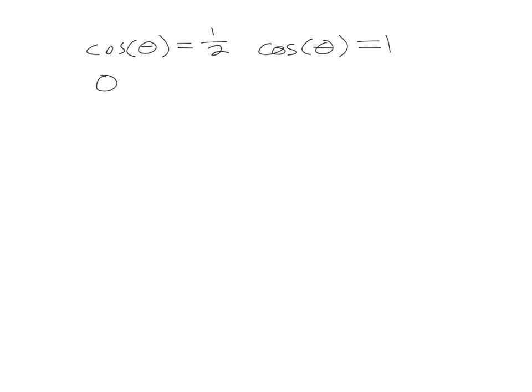So from the unit circle, for cosine of theta to be 1/2, it looks like an angle of pi over 3 will do it. And then there must also be 1 in the fourth quadrant. It looks like an angle of 5 pi over 3 will do it. And for cosine of theta to be 1, theta would have to, well, actually the only possible angle on a unit circle with a cosine of 1 is 0.